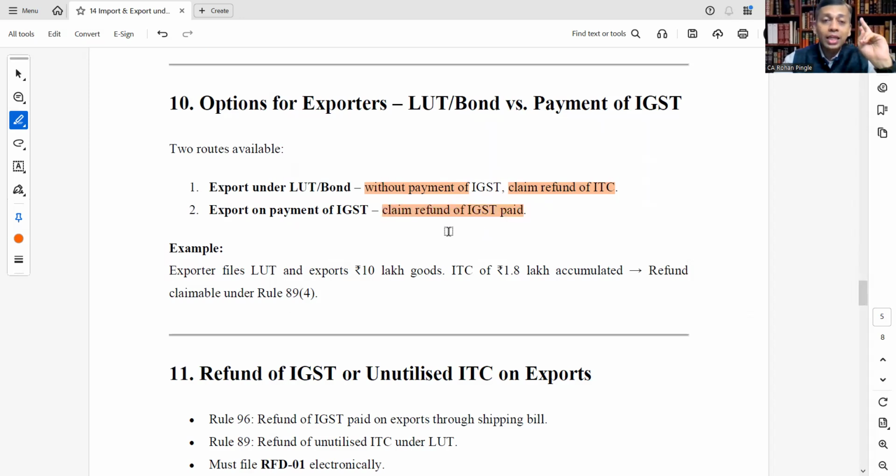There are two routes. Either you file an LUT or bond without payment of IGST and claim refund of ITC on your input utilization, or the other option is export on payment of IGST and then claim refund of IGST paid. For example, an exporter files LUT and exports goods worth 10 lakhs, ITC of rupees 1.8 lakhs accumulated, refund claimable under rule 89 sub rule 4.